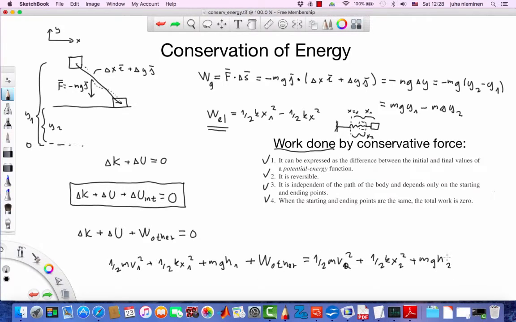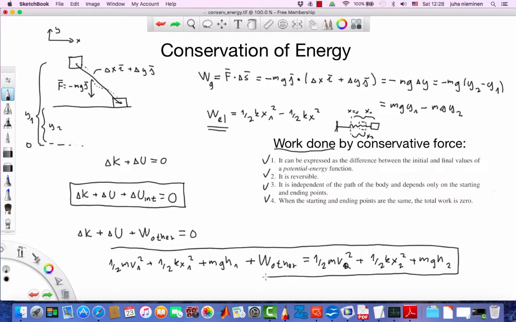This formulation can of course be supplemented with some other forms of energy related to other conservative forces, for example electrical potential energy. But that is a topic for another course, and this formulation is the cure for most of our problems in mechanics.